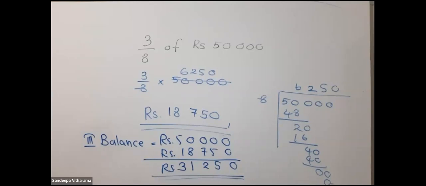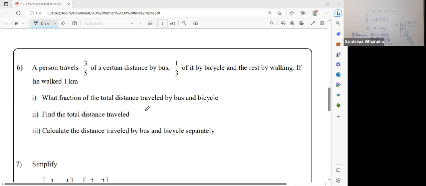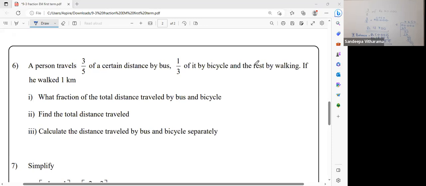Okay, if you have finished this, look at the second example, and you can see the sixth question on this screen. Write down the sixth question on the screen and look at it.